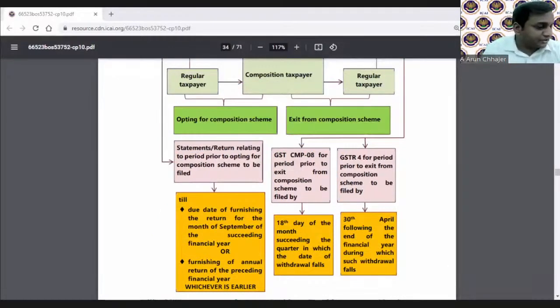CMP means composition. What is the percentage they need to pay under composition? We are talking about taxes. This is 1% for traders and manufacturers of goods, 5% for restaurants, and 6% for the service scheme of section 10 subsection 2A.